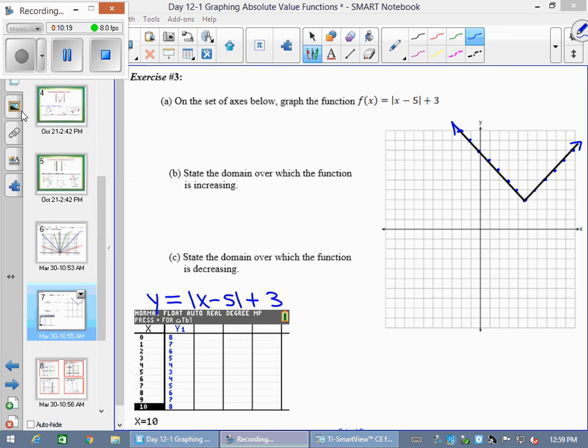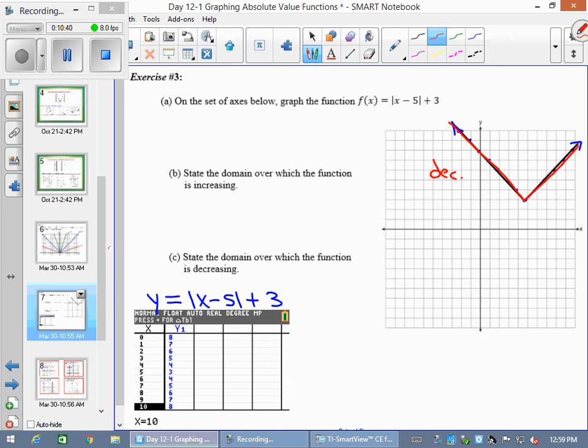Now I want to know the domain over which the function is increasing. So I'm going to think about drawing the graph. If I were to draw the graph, I'm just going to trace over here and say, okay, start at the top left. My pencil is going down here, so this would be decreasing. And then my pencil is going up here, so this would be increasing.